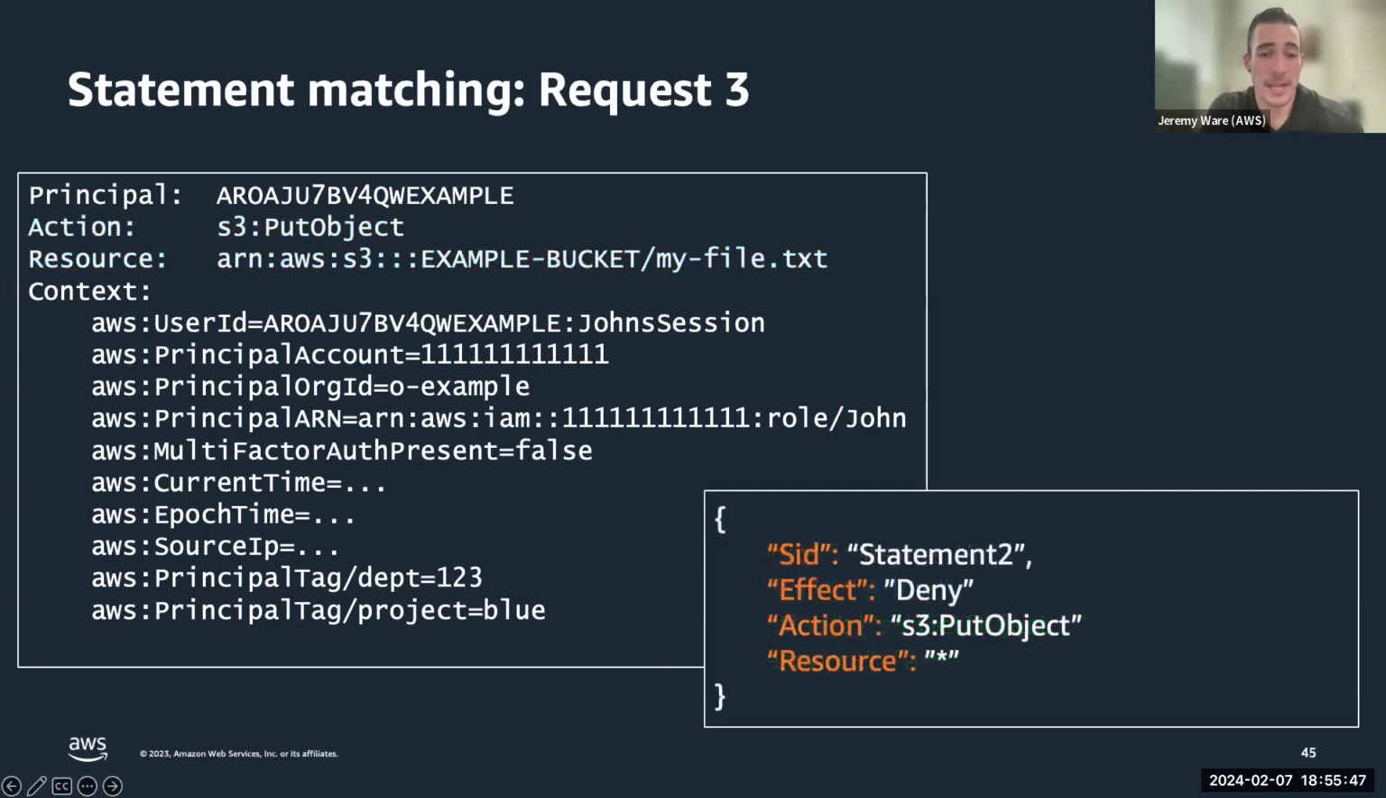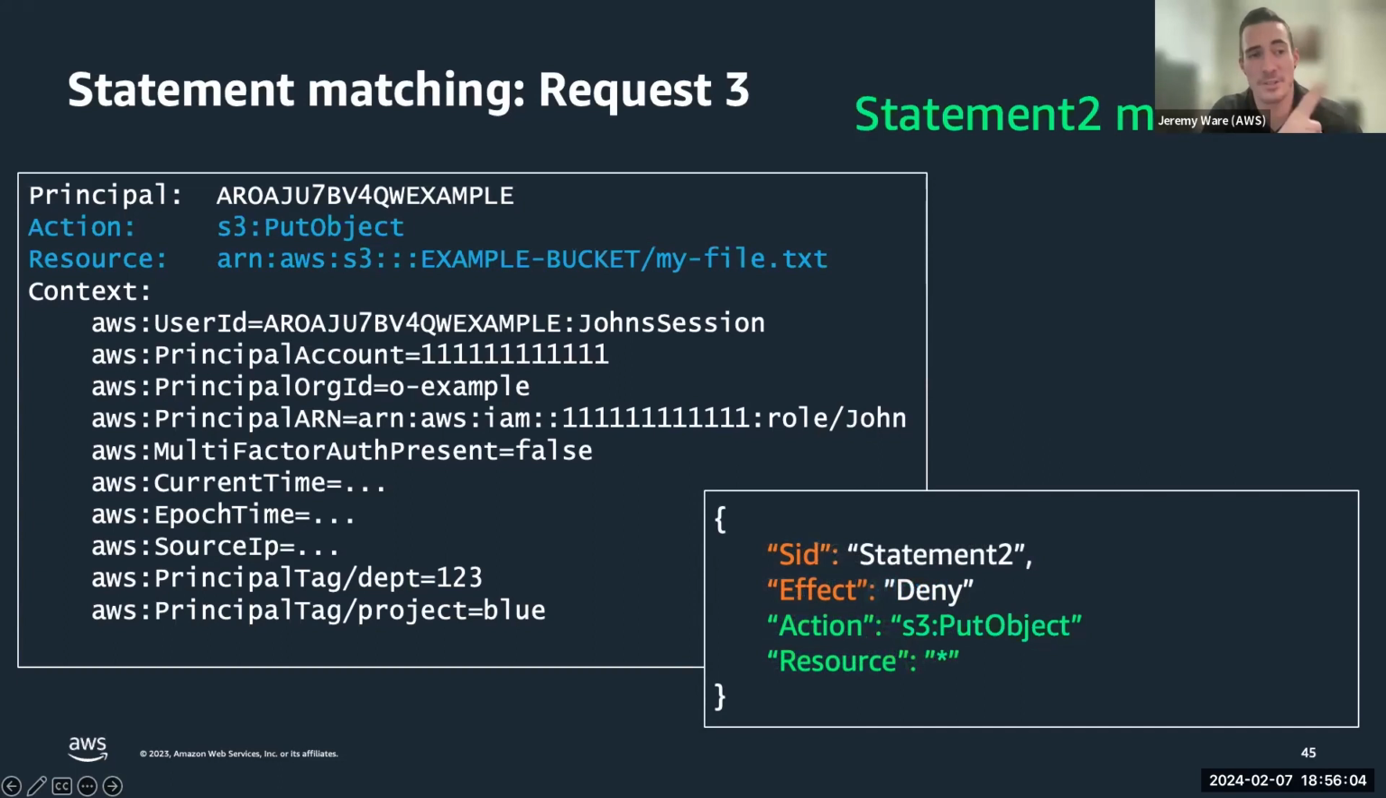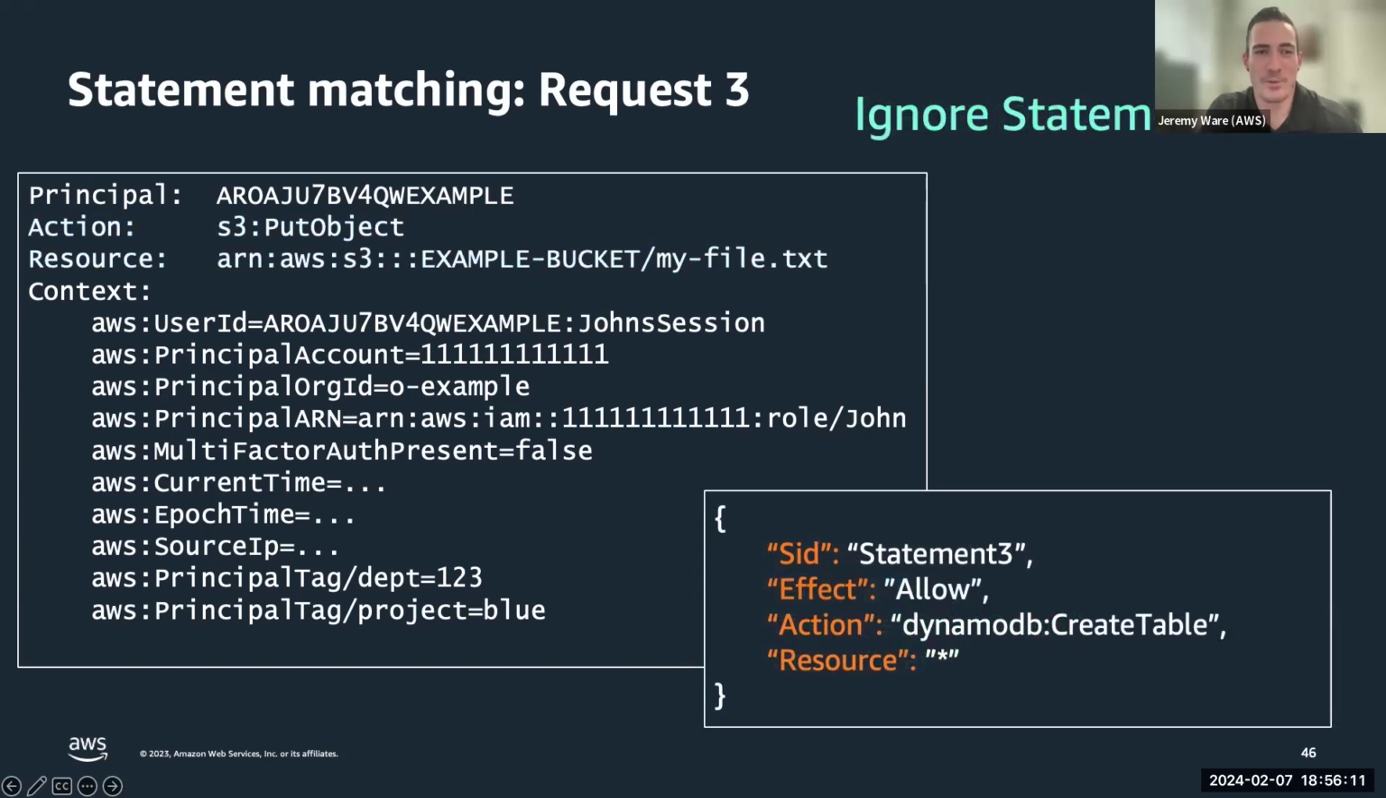Statement 2 is a deny statement of S3 put object. What we see is our resource is tied to resource star, and our action of S3 put object does align with the action. Now the effect of this statement is deny, and statement 2 does match. So we have a match on statement 1 and a match on statement 2. Different effects though. So before we even go through the next 2 statements, anybody have an idea of what's going to happen for this authorization decision?